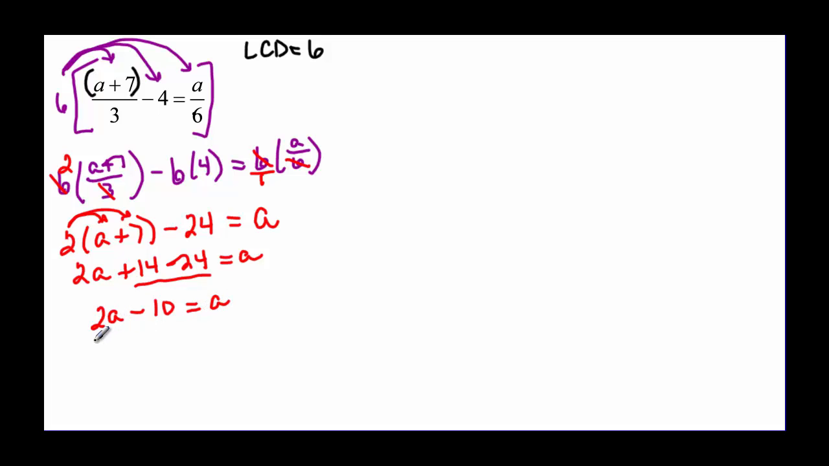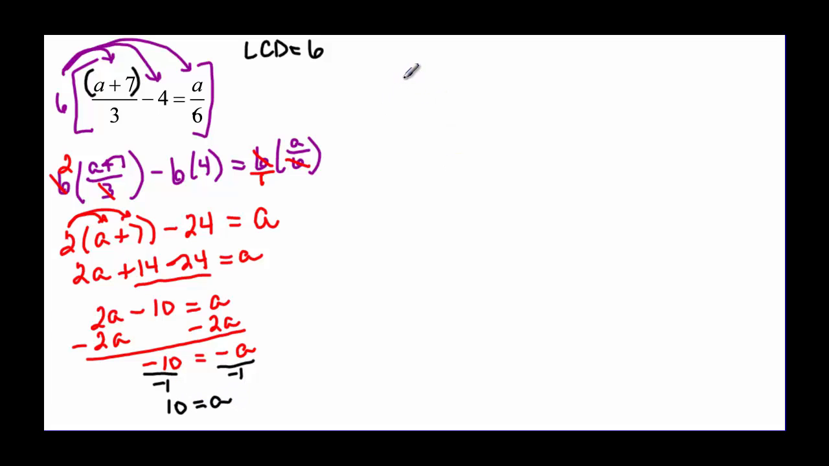Since I only have an a on this side, I'm going to subtract my 2a from both sides. So I have negative 10 equal to negative a, and we divide by negative 1, and a is equal to 10.